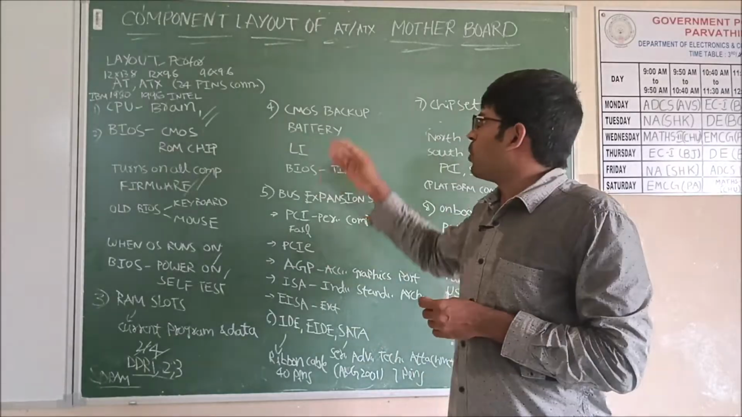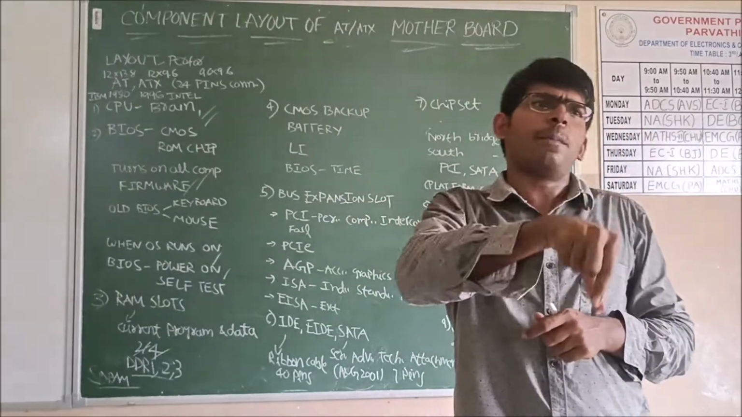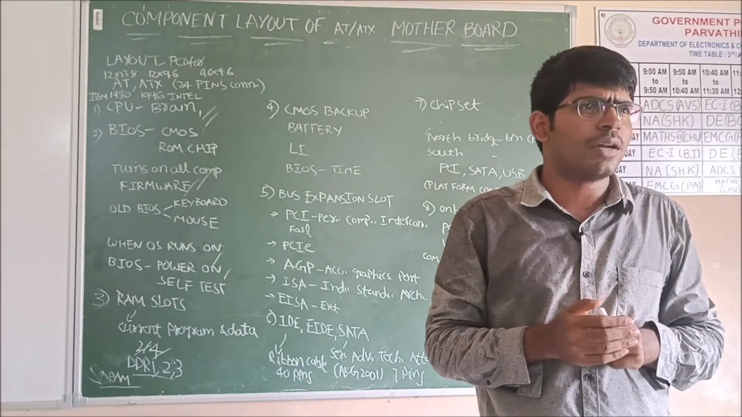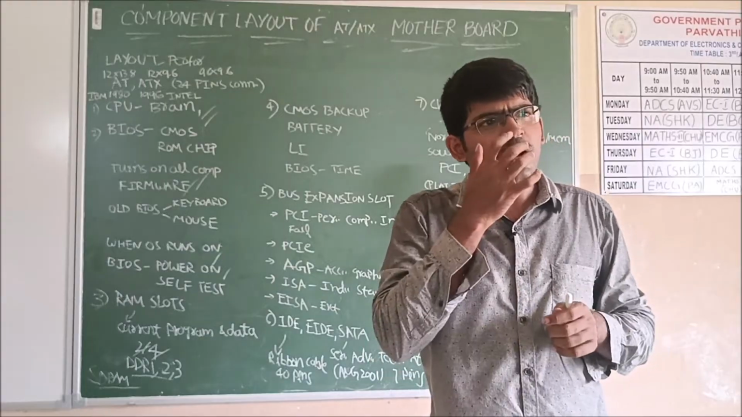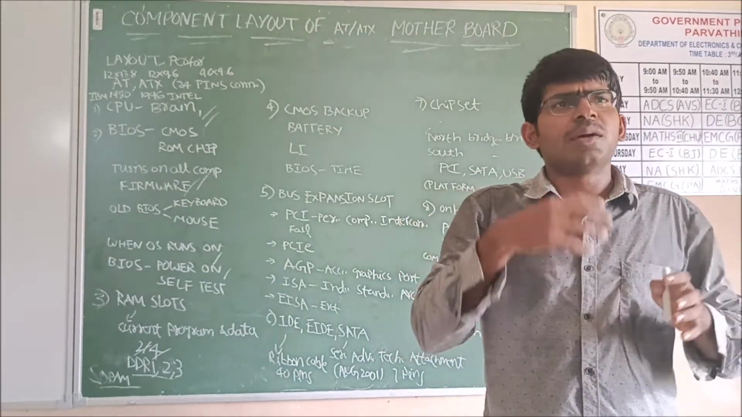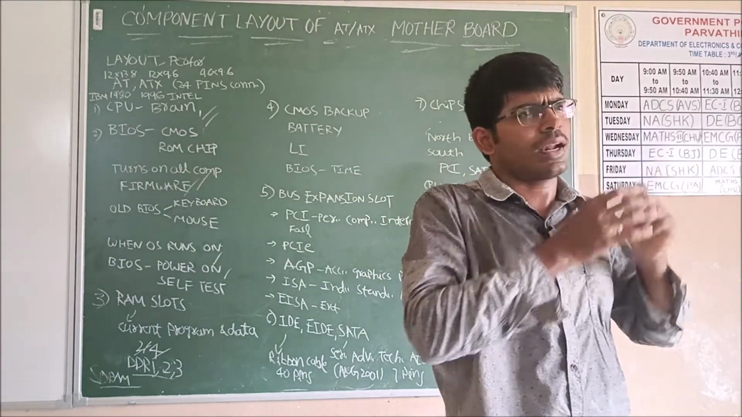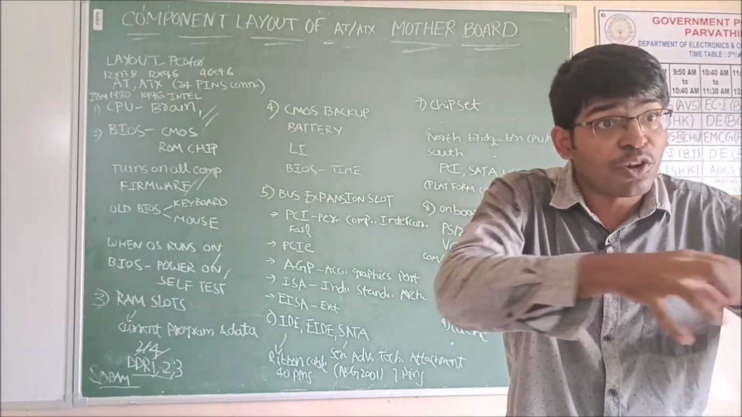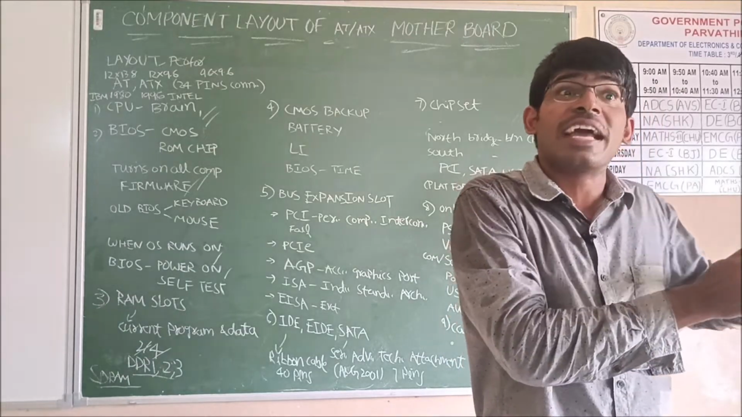Now we are discussing the CMOS backup battery. We have a small battery in the motherboard. What is the purpose of this battery? RAM has some memory. Whatever present task is being done by the CPU is stored in the RAM. And the most frequently used memory, RAM will make a reservation for, and that will be in the cache memory.